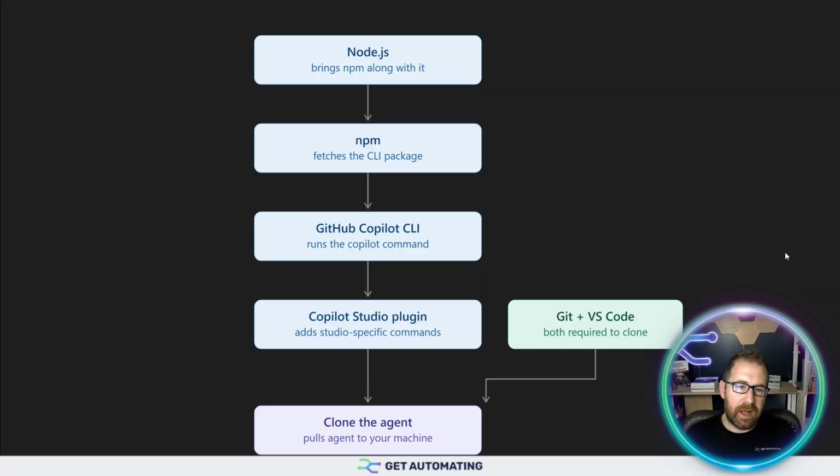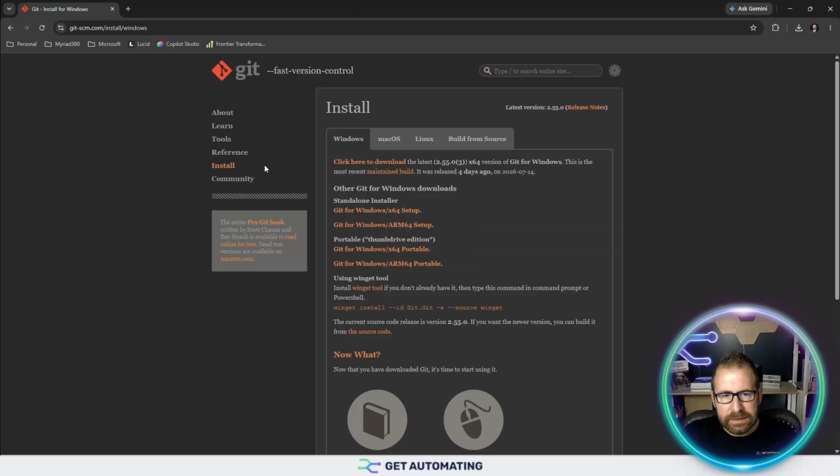If you're running into stumbling blocks, this is sort of the pathway that I took. I downloaded Node.js. It didn't cover that, but it brings npm along with it, which allows you to run that. You then run that npm, and it fetches the CLI package. Then GitHub Copilot CLI runs the Copilot command. Then you have the Copilot Studio plugins, which we are going to run here. That's what makes the magic happen. And all the while, I'm using Git and VS Code. So if you didn't download Git, here is the install for Git. I download that.